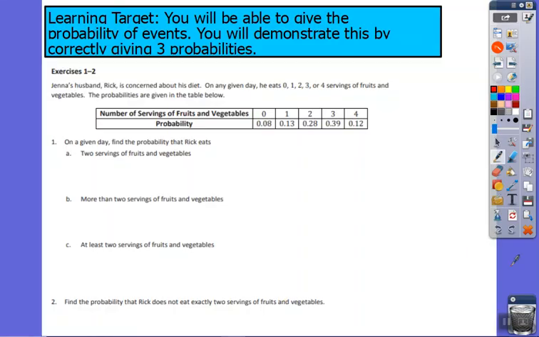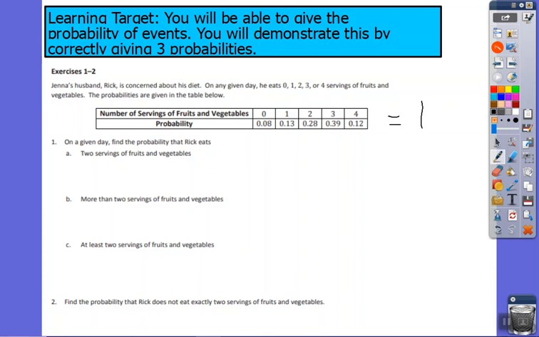Here is our next problem. Jenna's husband, Rick, is concerned about his diet. On any given day, he eats 0, 1, 2, 3, or 4 servings of fruit and vegetables. So the probabilities are given below. Since these are the only possibilities, I know that this is going to work out to 1 if I add it all up, which is 100%.